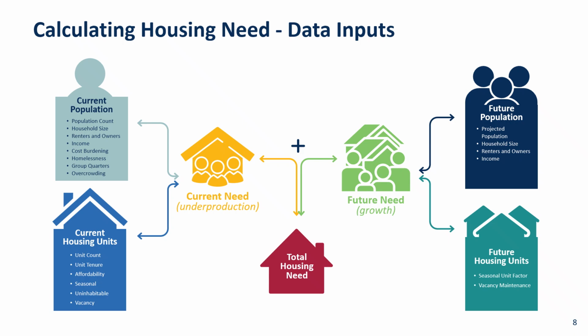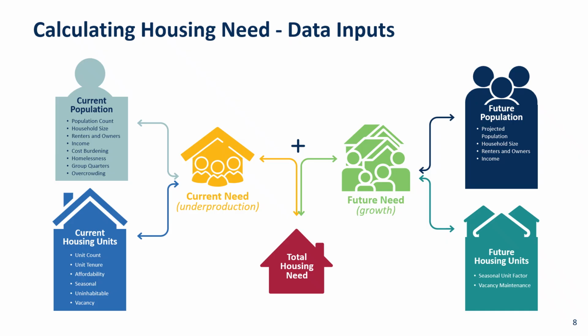This slide shows some of the data points commonly used to calculate housing need. For current need, we often look at factors such as population, household size, affordability, overcrowding, homelessness, and existing housing stock. For future need, we use population projections and assumptions about future household formation.